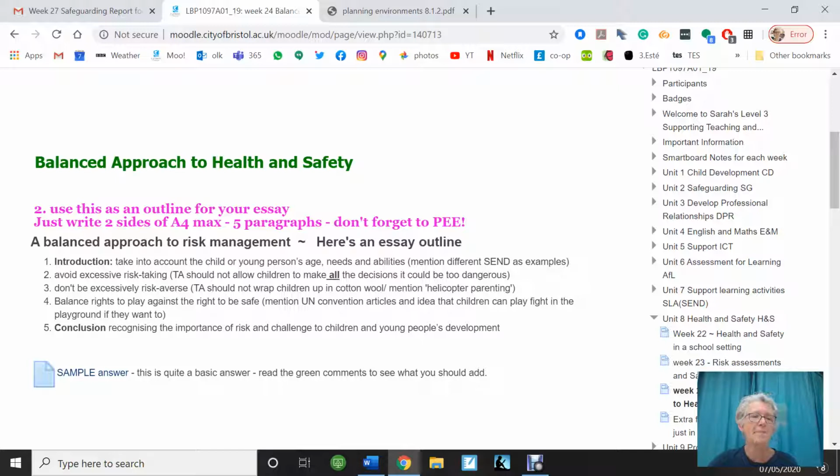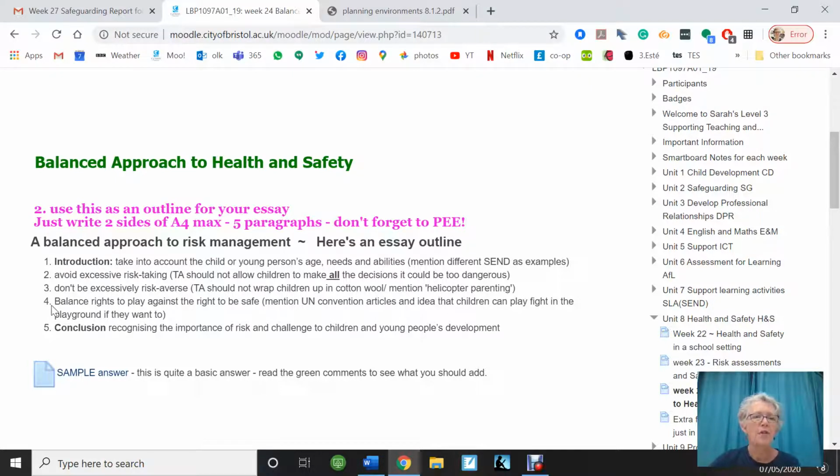The other second paragraph here is going to contrast with this one. It says, don't be excessively risk averse. A TA should not wrap children up in cotton wool, or you could mention helicopter parenting, where there's always an adult hovering over the child saying, oh, be careful, don't do this, don't do that. Have you got an example from your school where you think they're risk averse? They don't let the children take enough risks.